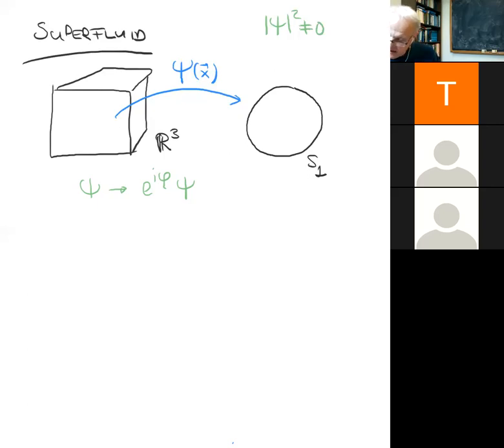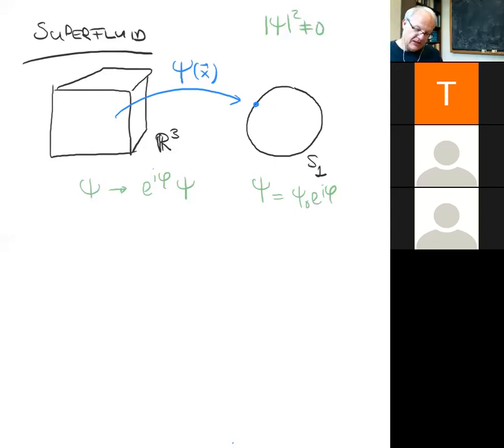So when the system condenses, it has to locally pick a space on this circle. So psi is some psi naught, but the system still has to pick the phase.